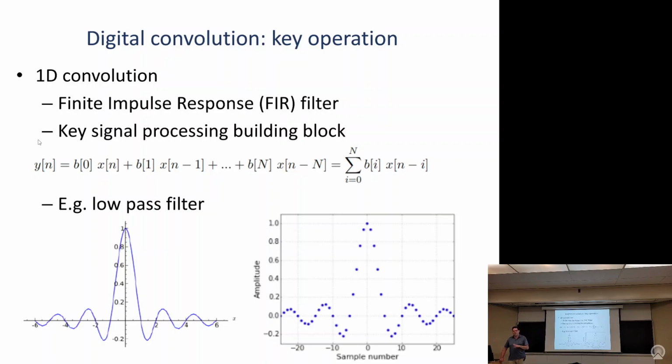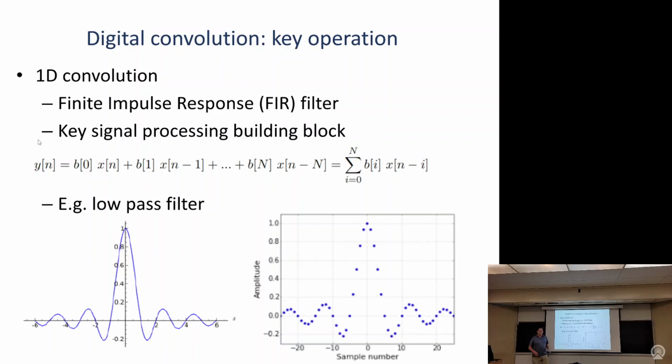In signal processing, it's a key building block. And this equation is just the equation for a one-dimensional convolution. You probably have to stare at that for a little while to make sure that the subscripts are all correct. But for example, if we want to do a low-pass filter, we can make one by taking a bunch of samples and multiplying them by our convolution or FIR coefficients.